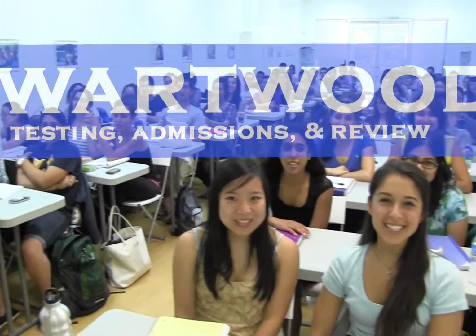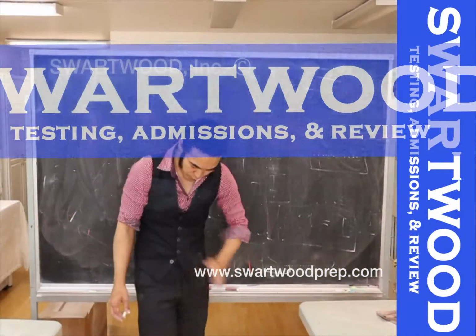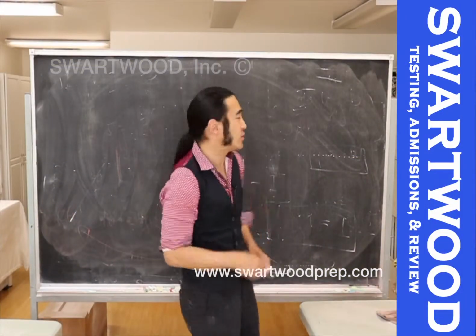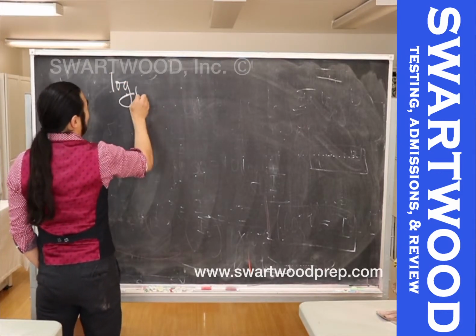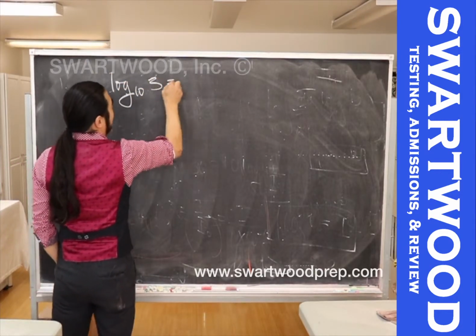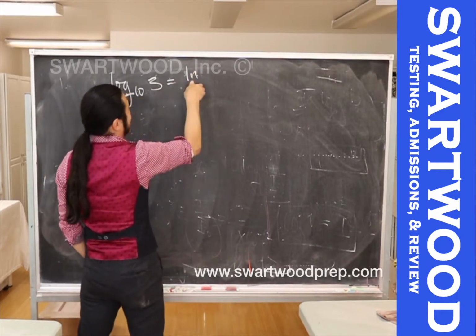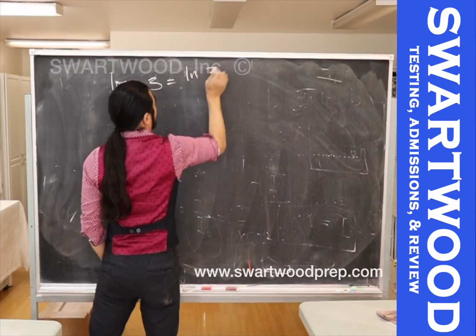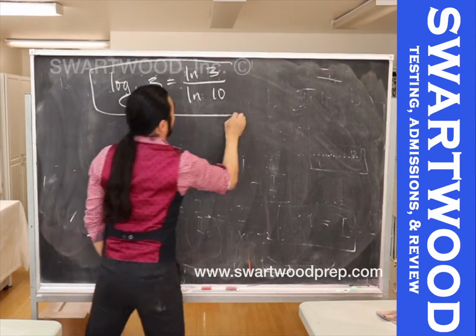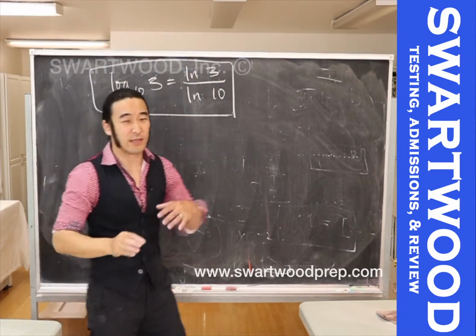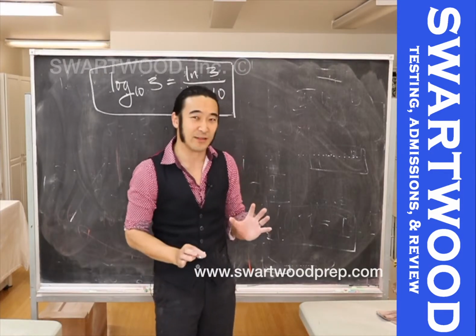We're the Smartwood family. Hi guys, we had a question from a student who was asking about this property: say you have log base 10 of 3. Apparently the teacher said you could write this as natural log of 3 over natural log of 10. Okay? And they said that they understood, they can memorize the formula, but they want some intuition behind this.